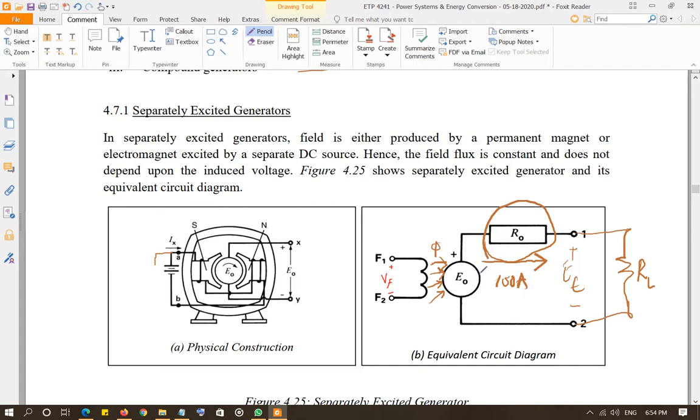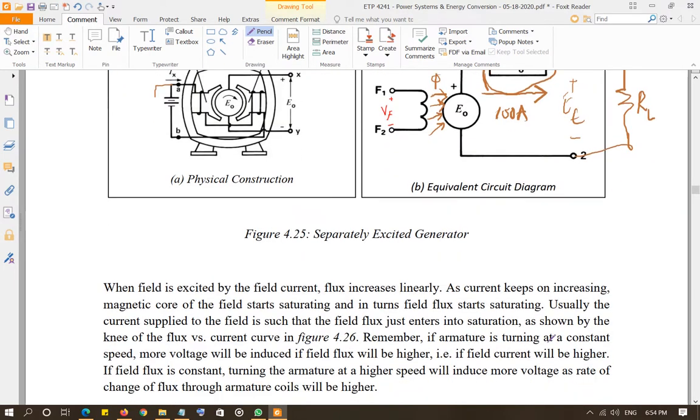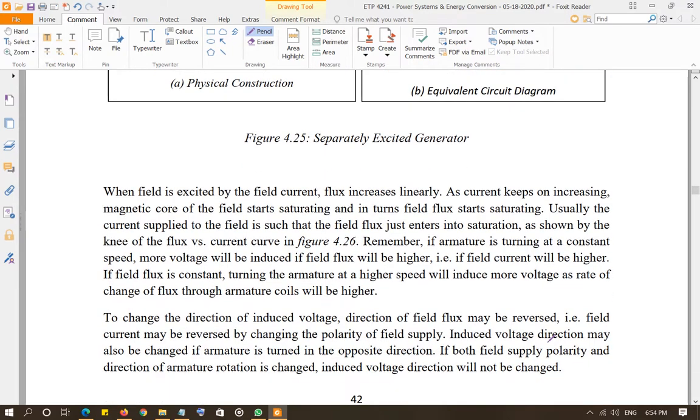ET and E0 can be very different based on how much current is flowing through the generator and what is the value of R0. But in general, at full load, I think they are about 10% different, not more than 10 to 15% maximum. They are different. So this is separately excited generator.